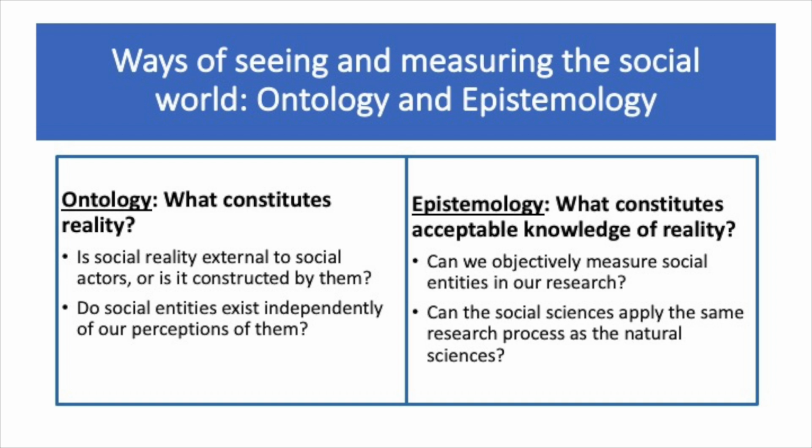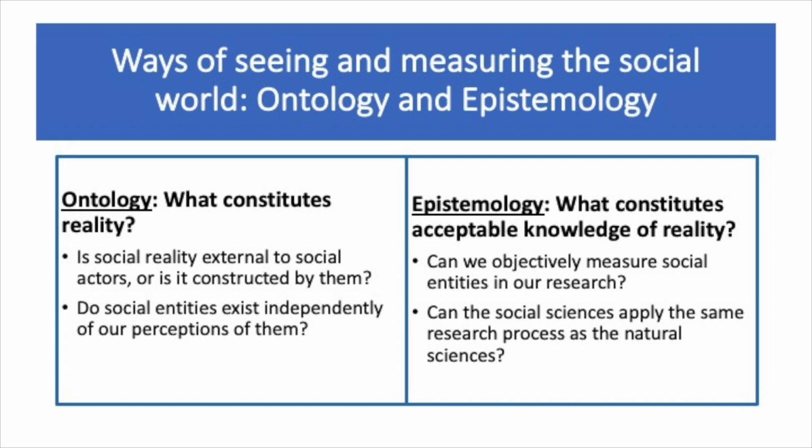How do we know what is real? Why is this important to social research? Well, this shapes how we think about the appropriate methods to gain knowledge of reality. Can we objectively measure social entities in our research?